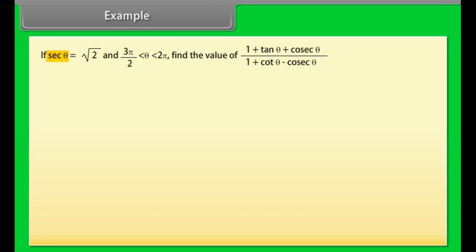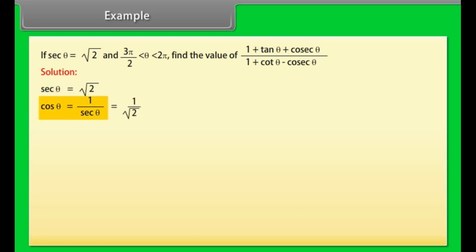Example. If sec of theta is equal to under root 2 and 3 pi by 2 less than theta less than 2 pi, find the value of (1 plus tan of theta plus cosec of theta) by (1 plus cot of theta minus cosec of theta). Solution. Sec of theta is equal to under root 2.